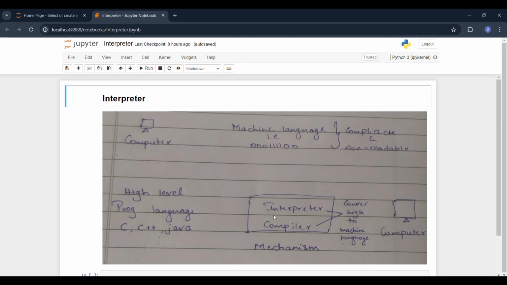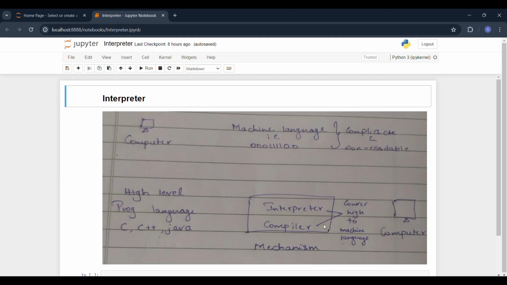Basically, what this interpreter and compiler do is convert the high level programming language to machine level language. The C language code that we have converts to machine language, like zeros and ones, and that language can be understood by the computer. That is where we got the interpreter and the compiler. Hope you guys understood how we got this interpreter.